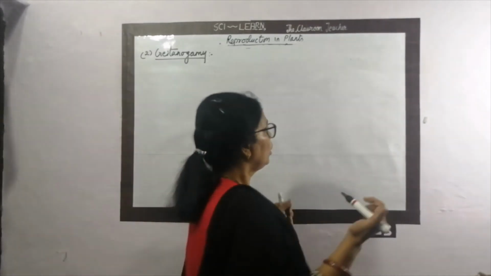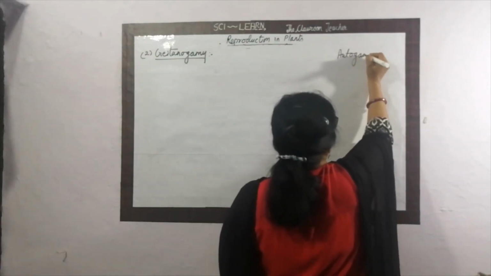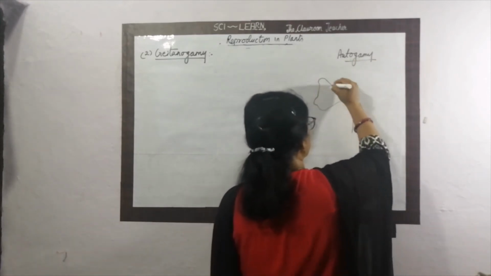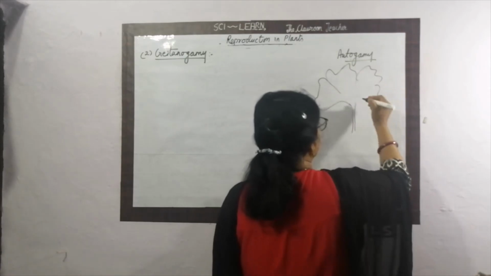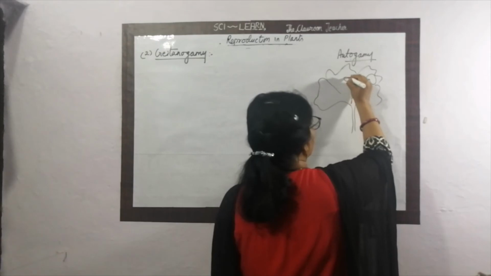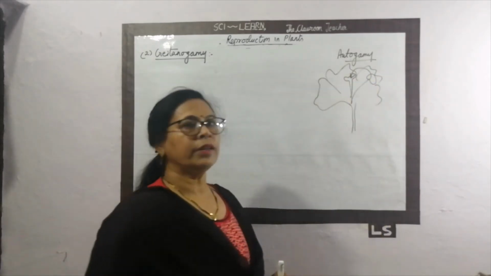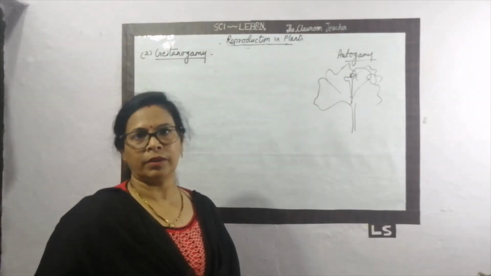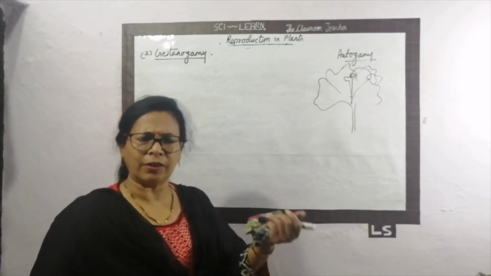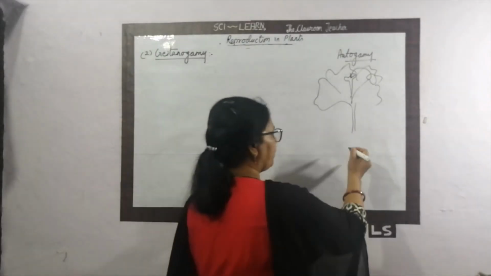Okay, what happens in autogamy? In autogamy, only one flower is there. This is the flower. This is the anther, and this is the stigma. When the anther ruptures, the pollen transfers to the stigma of the same flower. And if one of the two is not ready, then pollination is not possible.